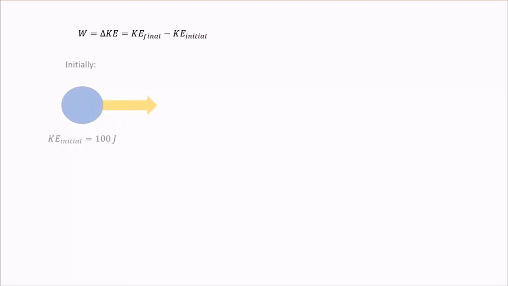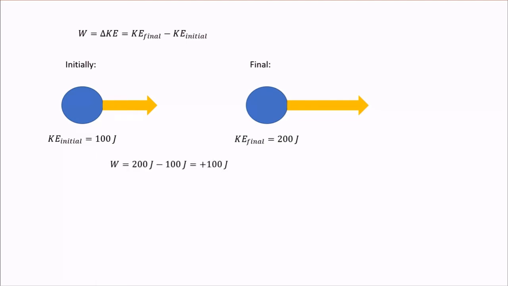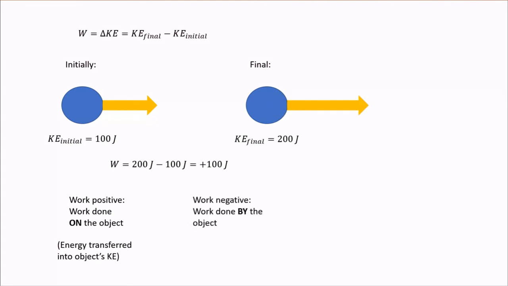For instance, if we have an object that initially has 100 joules of kinetic energy, and then after something happens it has 200 joules of kinetic energy, we can calculate how much work was done. The work done here is 200 joules minus 100 joules, which is positive 100 joules. When the work is positive, we say that work is done on the object. This means that energy has been transferred into the object's kinetic energy. But when work is negative, we say that work is done by the object. This means that energy is transferred from the object's kinetic energy. That energy either goes into a different type of energy or into a different object.